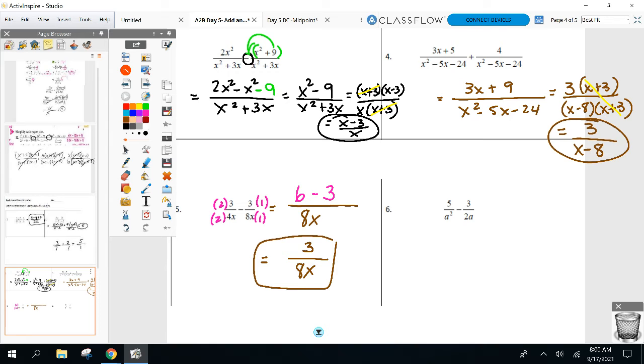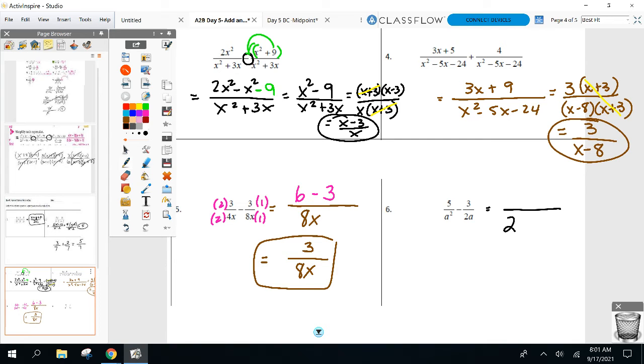All right, 6. Not common denominators. Let's take care of the numbers. What are the numbers in the denominators? 2 and 1. Okay, I don't think we have to go too far here. Common denominator, 2 and 1. Just 2. What do they both have in them now?